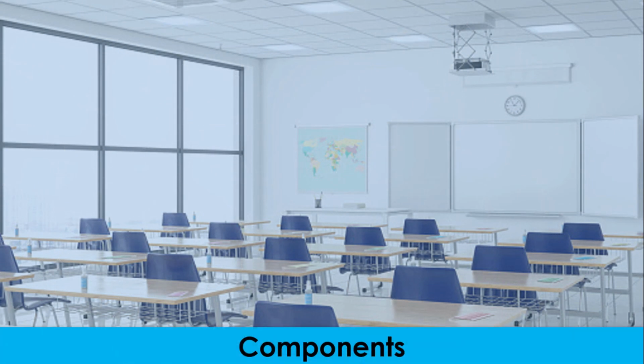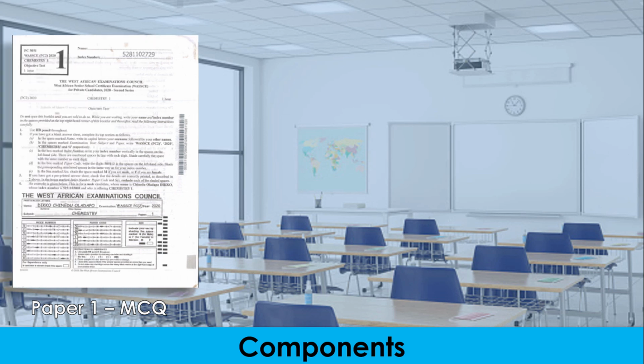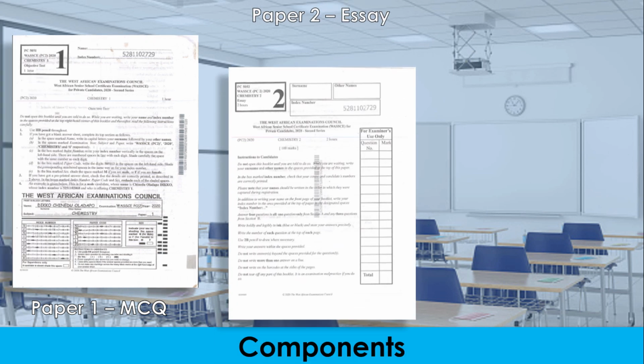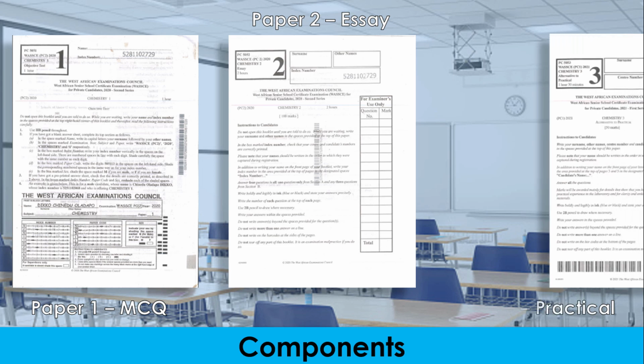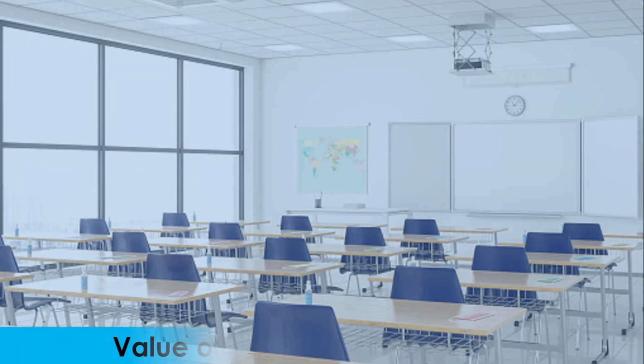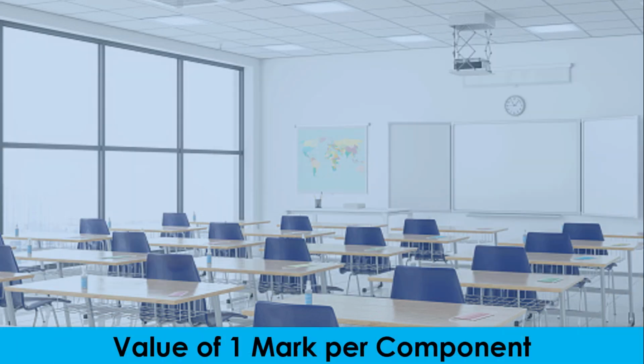The WAEC chemistry exam, just like its core science subjects, is made up of three components. Paper 1, which is the objective test or multiple choice questions. Paper 2 is the essay, while paper 3 is the practical test. Let's look at the weight or value of 1 mark in each paper.